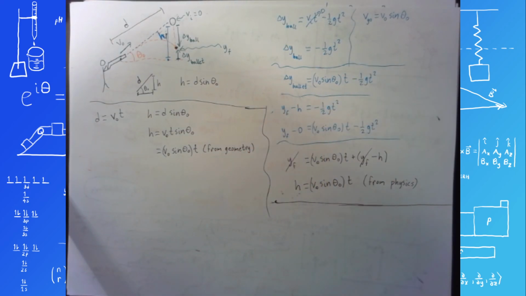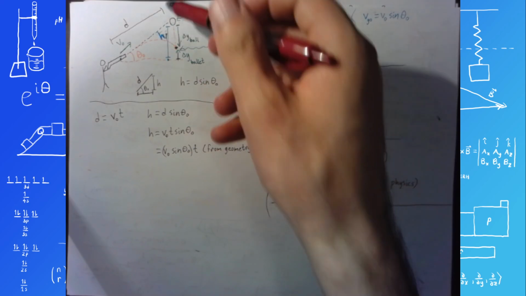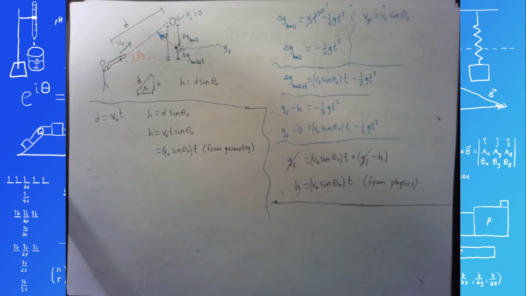So the result we get from geometry equals the result that we get from just regular projectile motion equations. So yeah, this is all the proof we need that the bullet and the ball land at the same place.